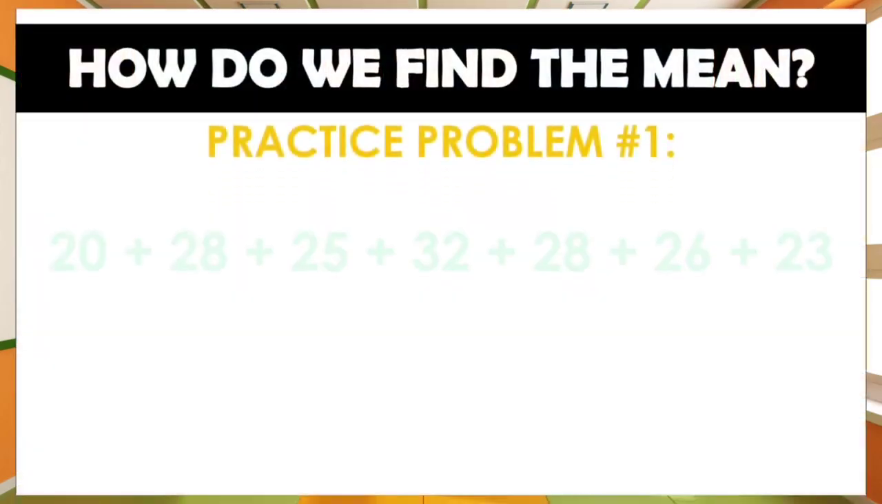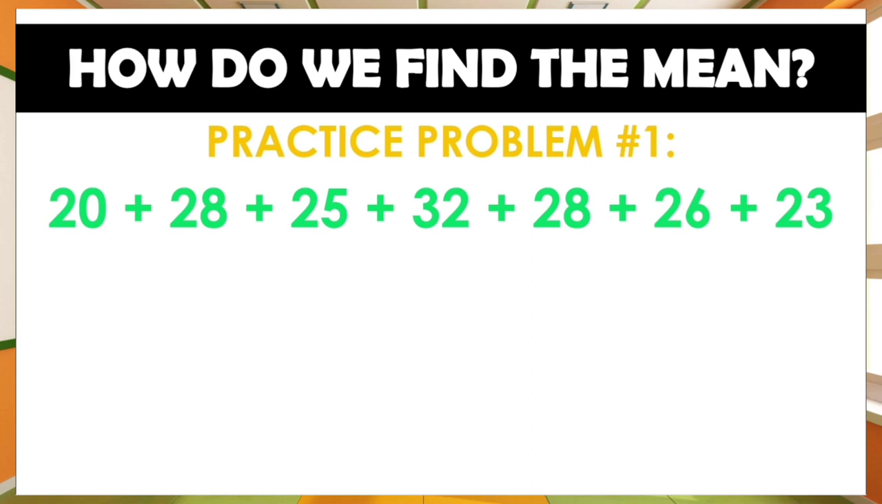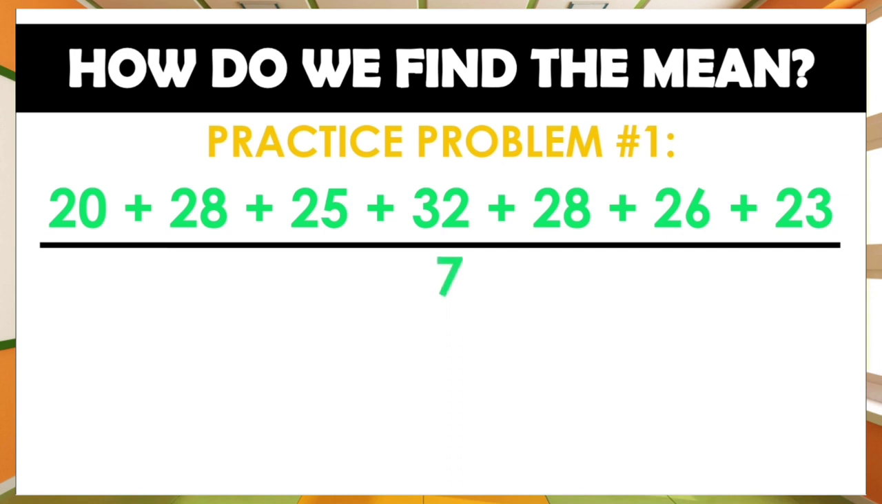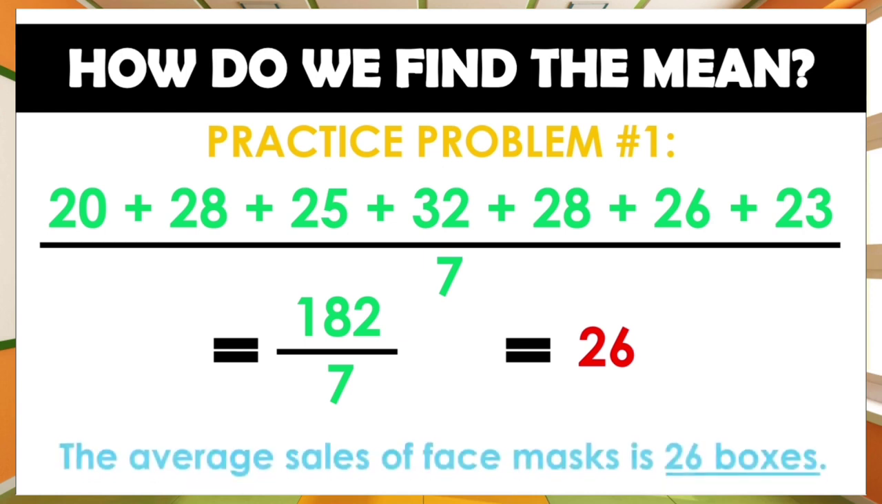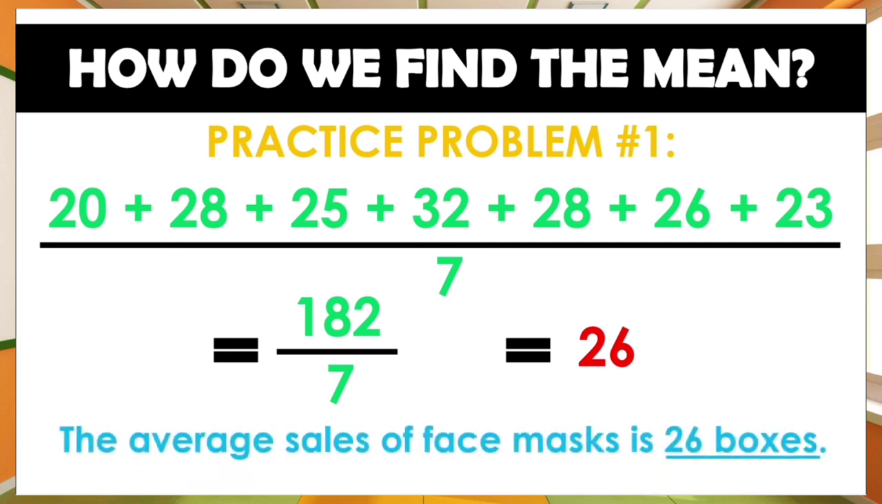To solve for the mean, we have 20 plus 28 plus 25 plus 32 plus 28 plus 26 plus 23 divided by 7. The sum is 182, then divided by 7. Therefore, the mean or average is 26. As a conclusion, we can say that the average sale of face masks of Mr. Gomez is 26 boxes.